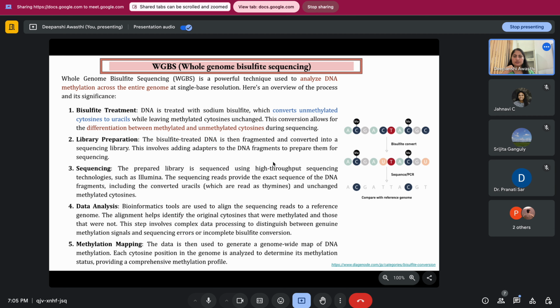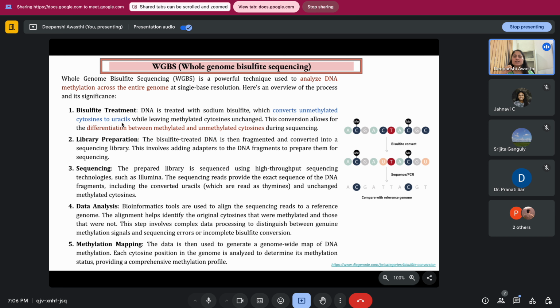So there are different methods to do this DNA methylation analysis. One such method is whole genome bisulfite sequencing, in which for the whole genome you go for bisulfite treatment. So in this, how do you analyze the DNA methylation? Firstly, you will use the bisulfite. So when sodium bisulfite is used, it will convert the unmethylated cytosines to uracils.